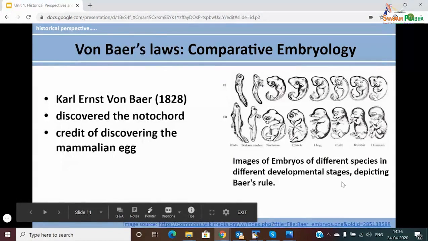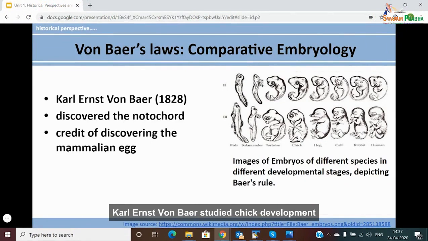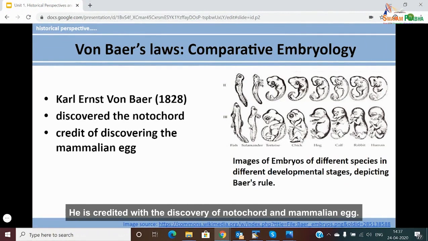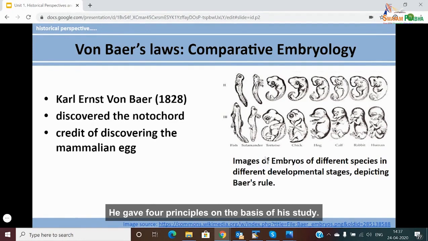Karl Ernst von Baer studied chick development and also compared it with development in other vertebrates. He is credited with the discovery of the notochord and the mammalian egg. He gave four principles on the basis of his study.